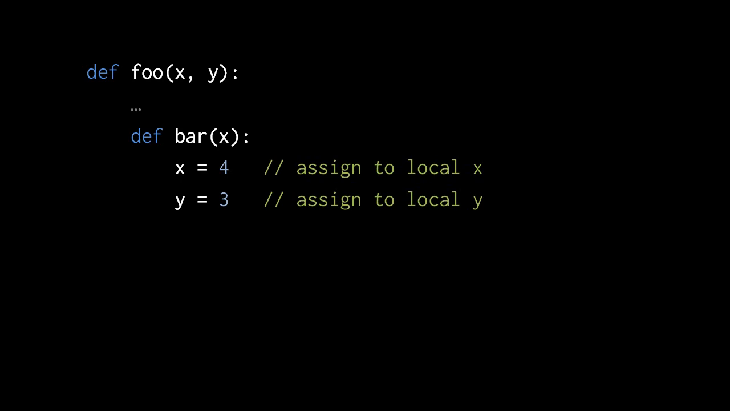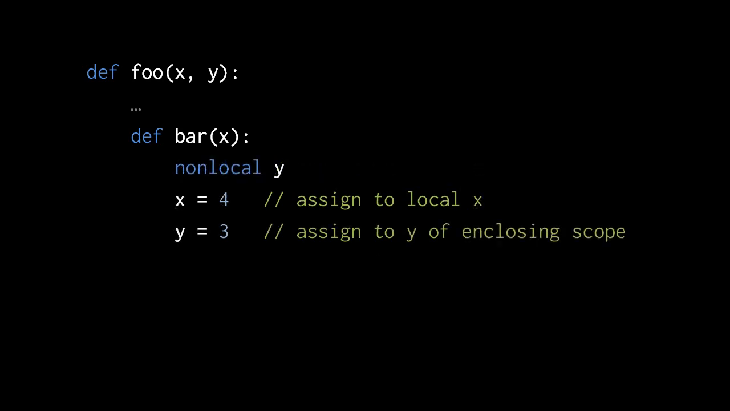If you want y in the function bar to actually refer to y of function foo, you have to declare it as such with a non-local statement. The non-local statement tells Python that this variable belongs not to this immediate function, but to some enclosing function. If instead of declaring y as non-local, we declared it global, that would mean that y in the function bar refers to y of the module, not y of the enclosing function.